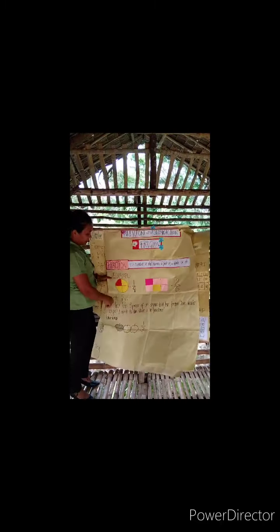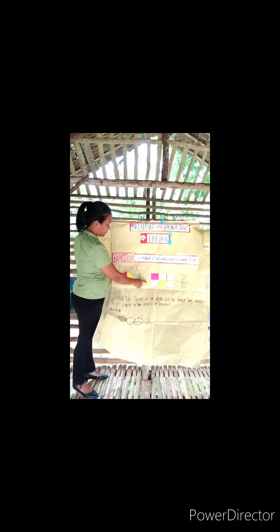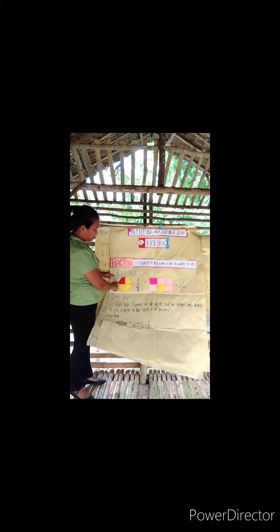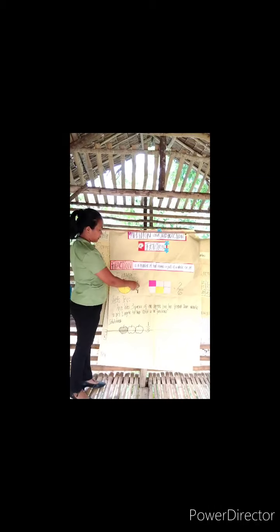I have here an example, class. A pizza pie. The pizza pie has 4 pieces. And then, I'll take one and give it to Nathan. So, the whole set of this pizza is what we call the denominator, which is 4. And the one pizza that I give to Nathan is the numerator.